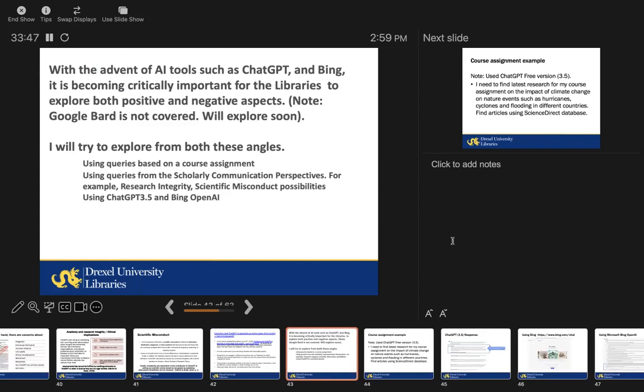From the perspective of teaching and learning and research, I'm covering these two tools and actual queries based on a course assignment. Using queries from the scholarly communication perspective, for example, research integrity and scientific research possibilities, and using ChatGPT 3.5 and Bing Open. Again, I've only used the free version.